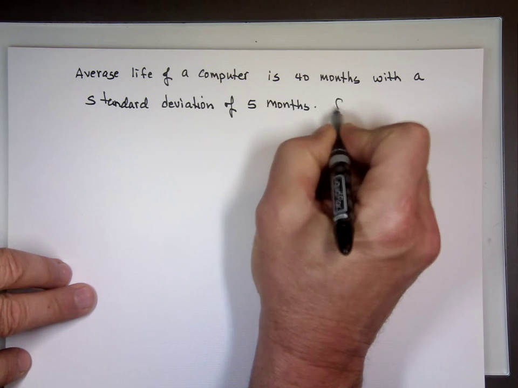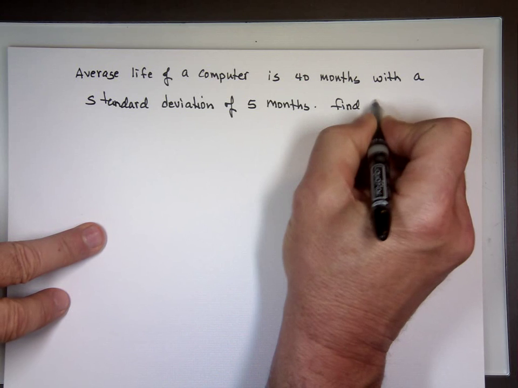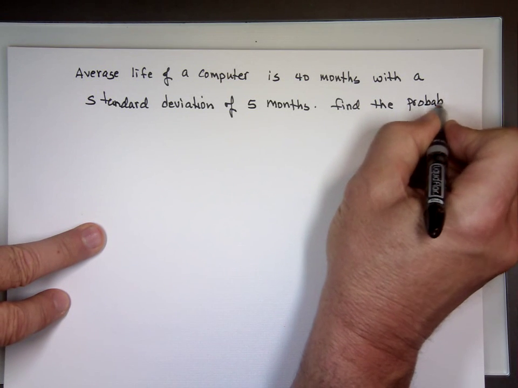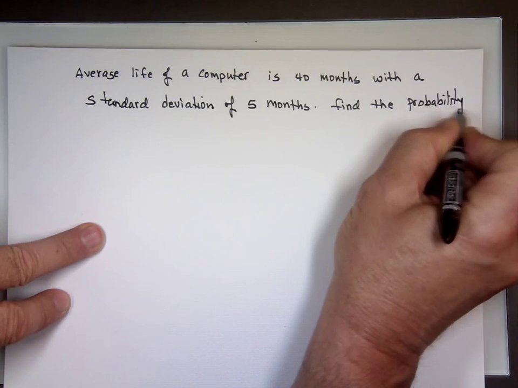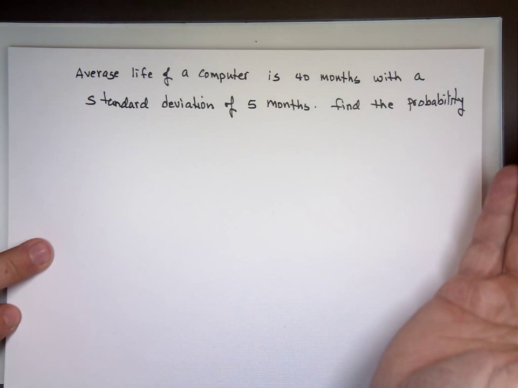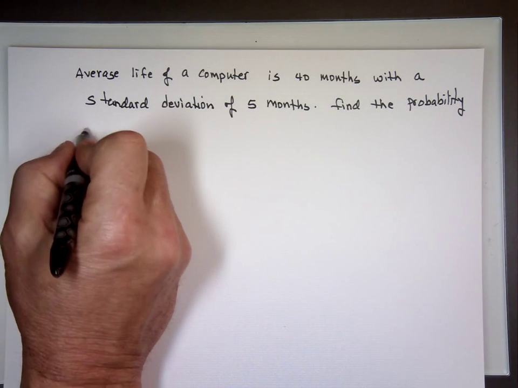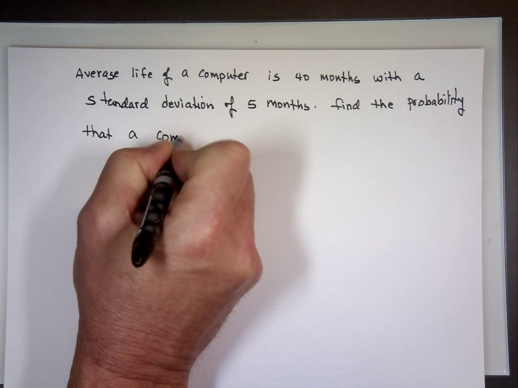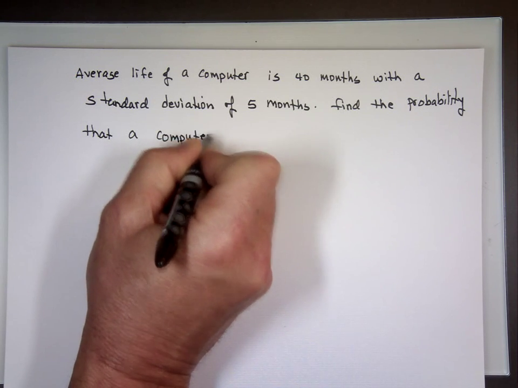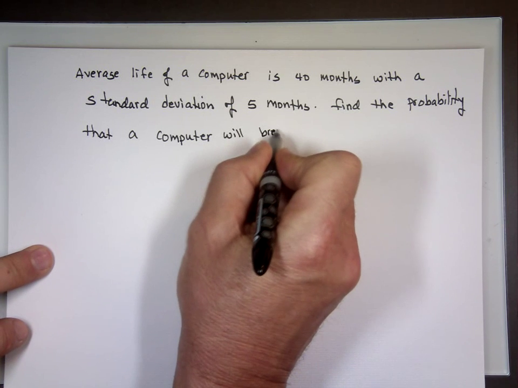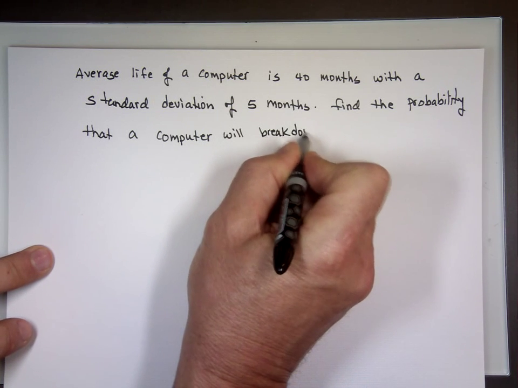Let's see what percent of them. Find the probability. I'm assuming a normal distribution. I forgot to write that. Assume normally distributed. Find the probability that a computer will die or break down in less than 24 months.